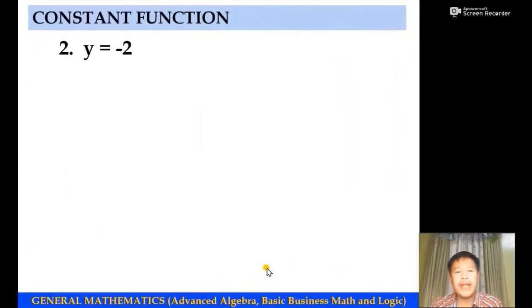We will proceed with example number 2. Y is equal to negative 2. What value of x can be assigned to y is equal to negative 2? Any value, any real number can be. If you want to have negative 1 million, you can. But can you think that if you have negative 1 million, is it realistic to graph it in the Cartesian plane? No. Therefore, just only select the values of x which are realistic in nature.